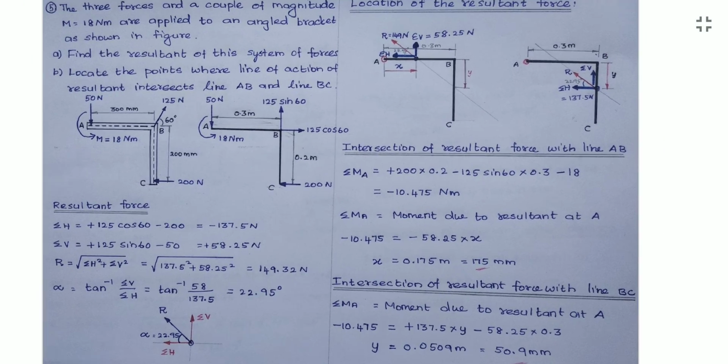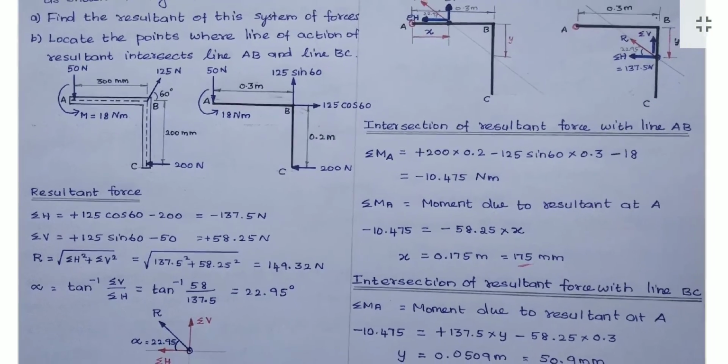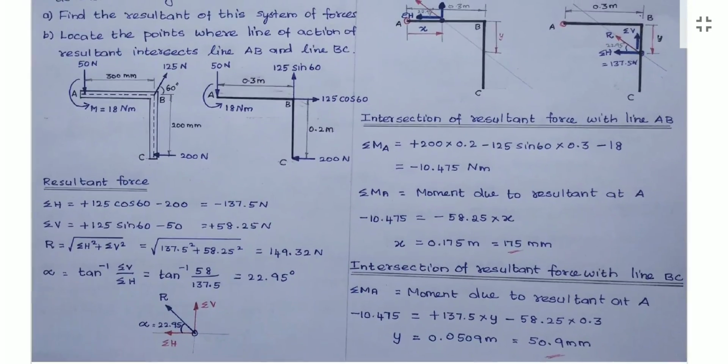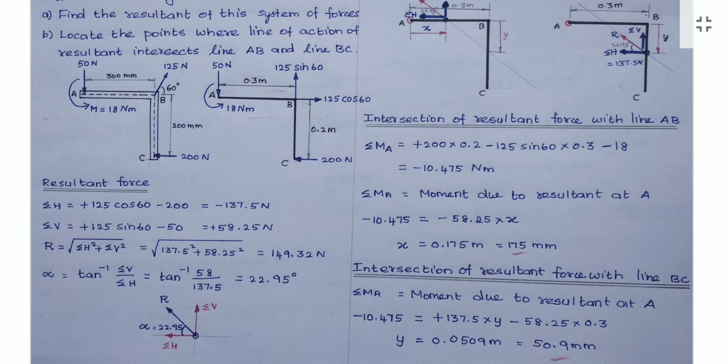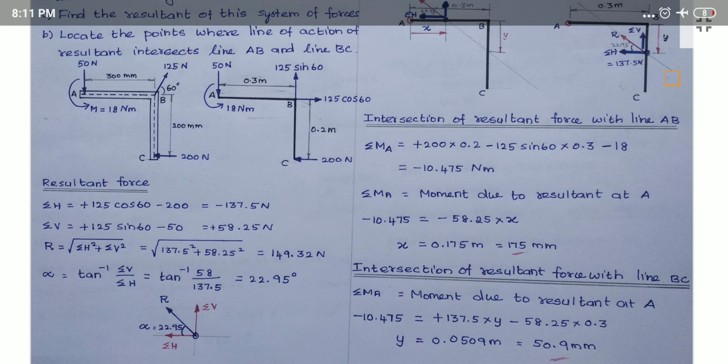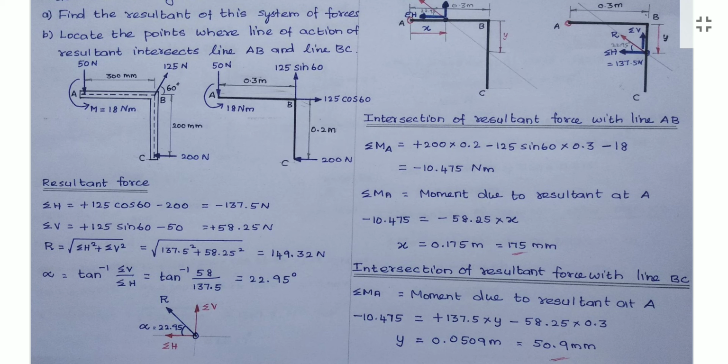Then we try to find the value of y. For finding y, I am assuming that this resultant force is acting at this point in its line of action, at a distance of y, an unknown value. So we have to find y. We already found the algebraic sum of moments of all forces, which is 10.47. Now we just have to find the moment due to the resultant.